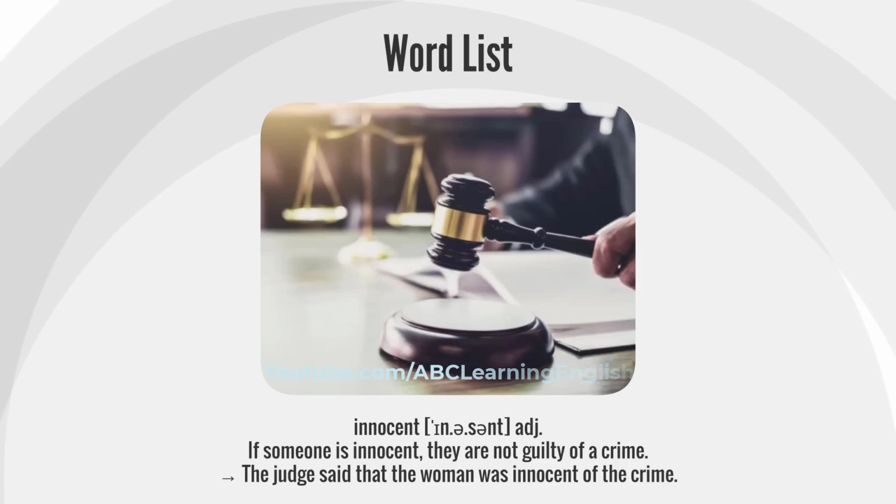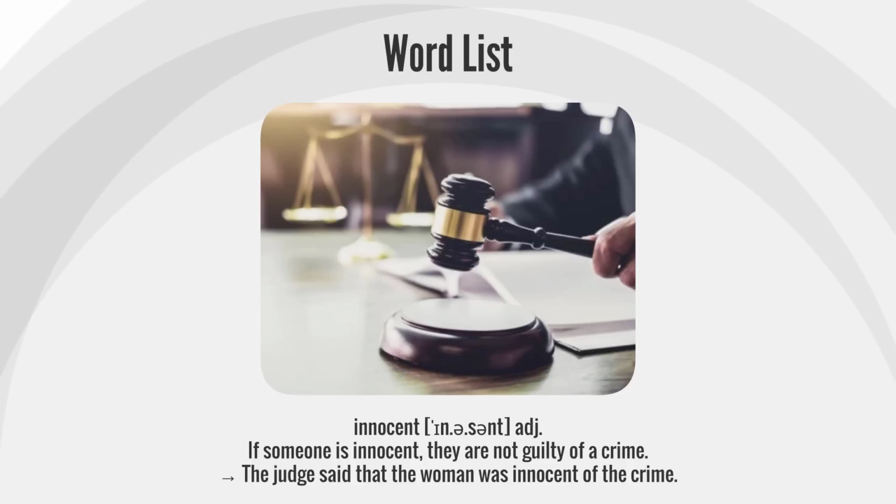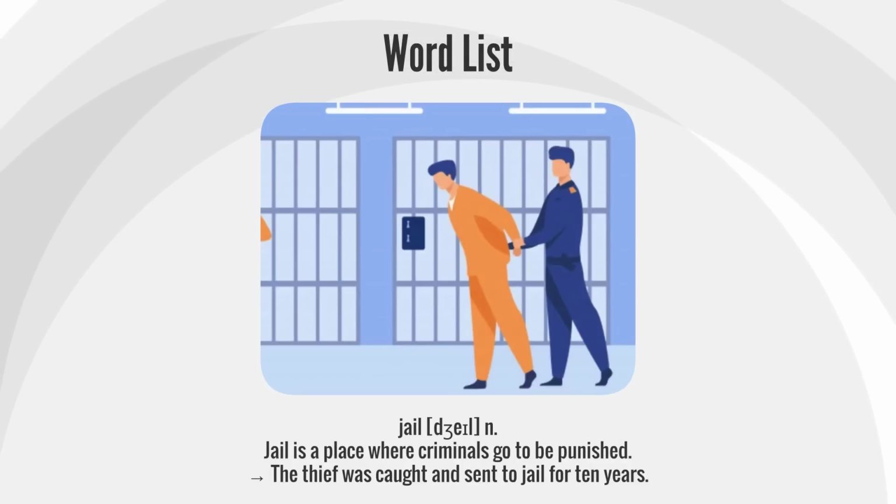Innocent. If someone is innocent, they are not guilty of a crime. The judge said that the woman was innocent of the crime. Jail. Jail is a place where criminals go to be punished. The thief was caught and sent to jail for 10 years.